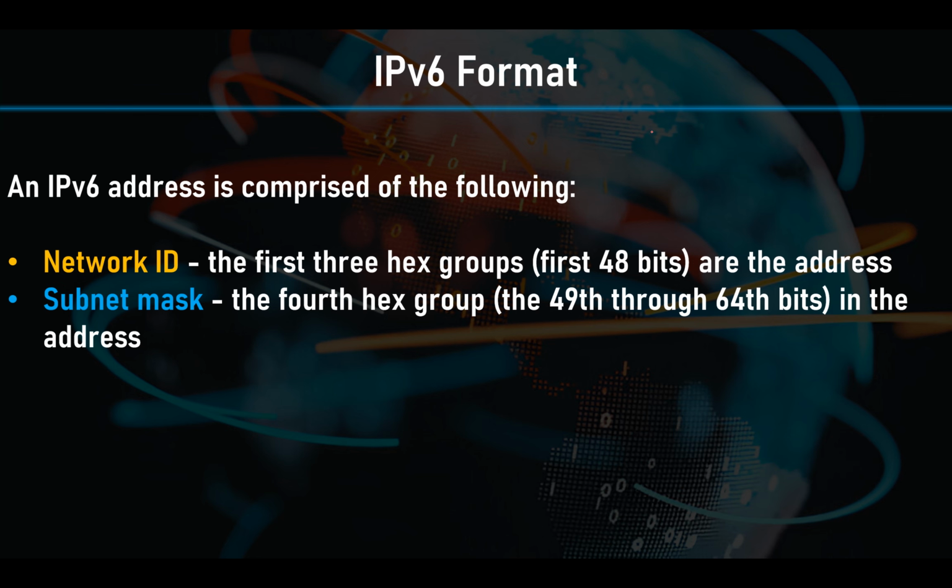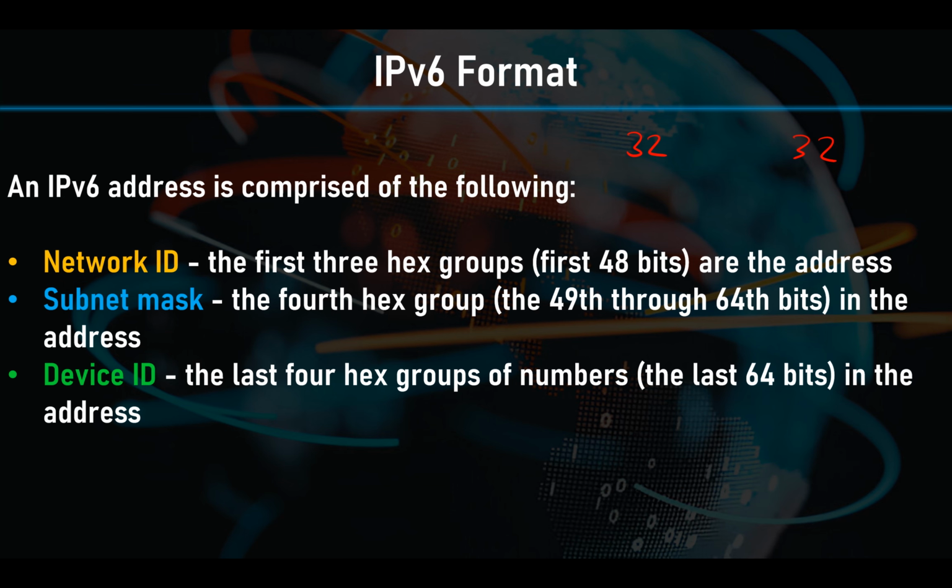If we think of IP version 4, the address is going to use 32 bits, and the subnet mask also uses 32 bits. Whereas in IP version 6, the subnet mask is actually built into the IP address, and that's only going to be 1 group, so 16 bits. Then the device ID is the last 4 groups of hex characters, the last 64 bits in the address.